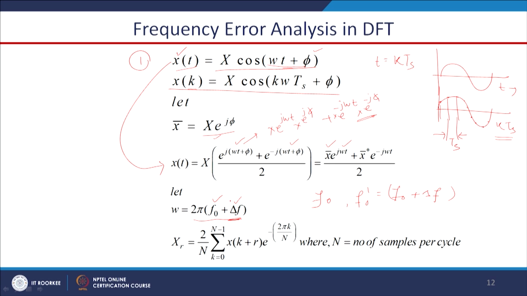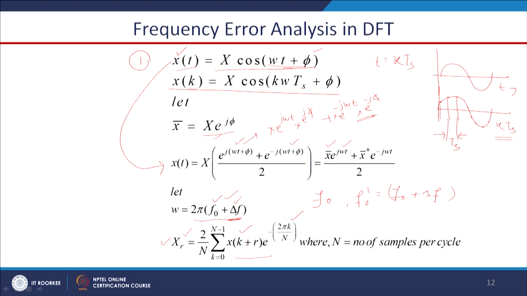Now, considering this omega as the changed frequency scenario, this x here can be rewritten. This is how our expression was for the previous case, where we have a DFT. If you remember the DFT of a particular signal, it is 2 by N, sum over k equal to 0 to N minus 1, x of k plus r, e to the power minus j 2 pi k by N. Now, what do this r and k stand for?